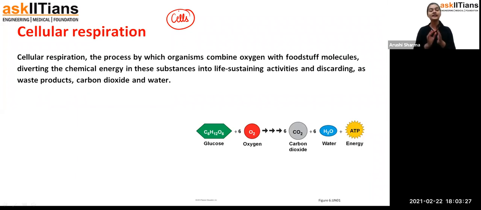Fine. Now the very important question comes here: how are the cells getting oxygen? Because in cellular respiration, the process by which organisms combine oxygen with foodstuff molecules, diverting the chemical energy in these substances into life sustaining activities and discarding as waste products carbon dioxide and water. So this is the definition of cellular respiration. According to this definition, oxygen is there, and the food molecules get broken down in the presence of oxygen, releasing carbon dioxide, water, and energy. Fine. But the main thing here is how the cells are getting that oxygen.